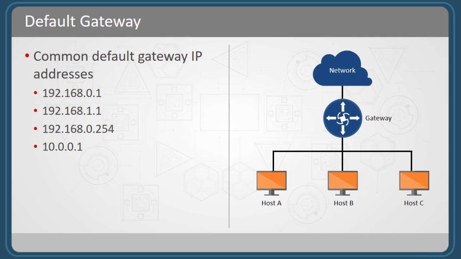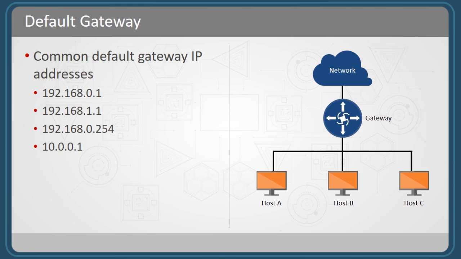Now, in terms of some of the addresses you will likely see, the default gateway in many cases will have an address of maybe 192.168.0.1 or 1.1, typically utilizing the first available address within that subnet, or maybe the last available address. 192.168.0.254 represents the last usable address. 10.0.0.1 would also be the first available address, but that's a different class of network.